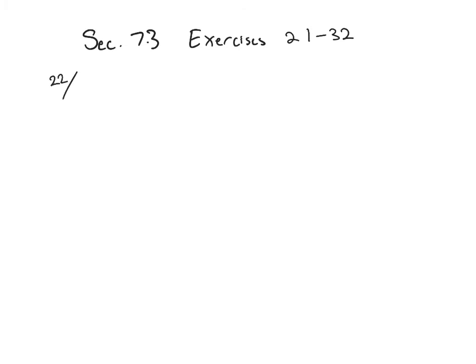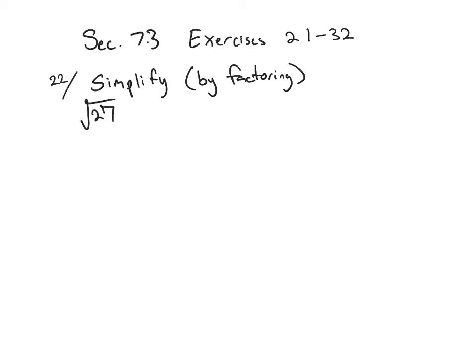All right, so we are going to simplify. Let me write this down. We are going to simplify these radicals. And I'm going to give you a little hint: we're going to do this by factoring. Factoring is a great tool to help us simplify radicals. So let's check it out. Let's get the square root of 27.